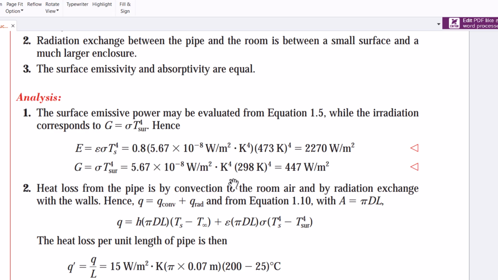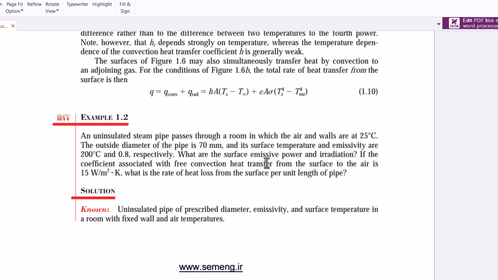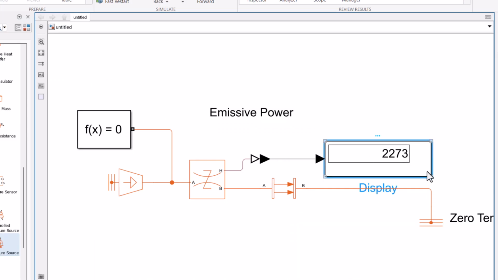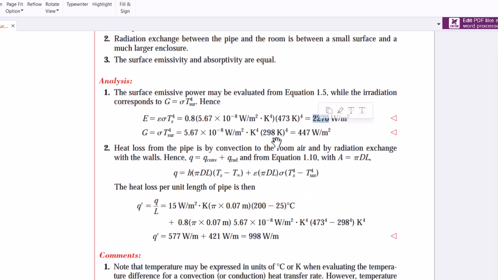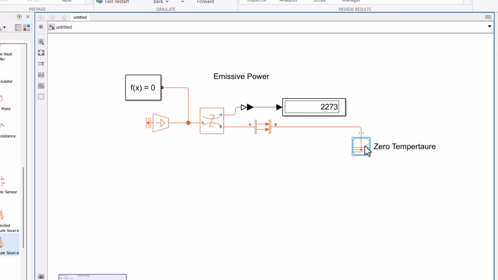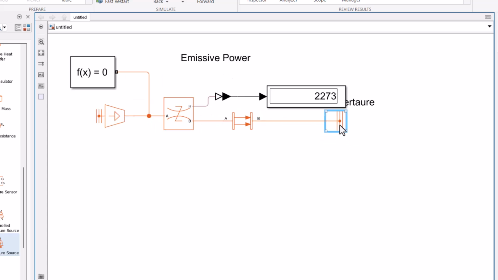2273 was the result. And if I go to the book by Professor Incropera, which I took this problem from, you can see the emissive power is 2270. And the reason behind this 3 units difference is that Incropera solved this problem with this temperature. It converted degrees into kelvins, but the temperature has to be actually 473.15 Kelvin. And that 0.15 is the reason why the professor's book has a lower value than the one we come up with. So Simscape is always the more accurate one.